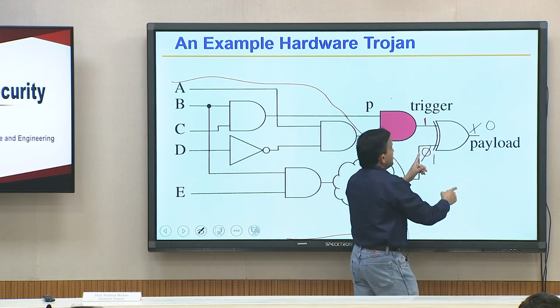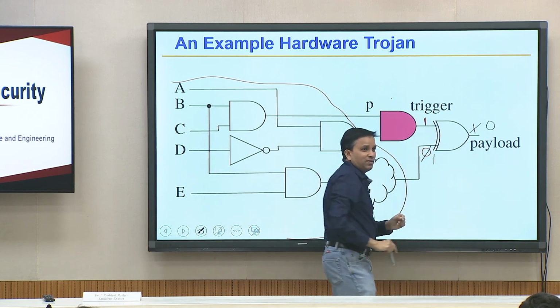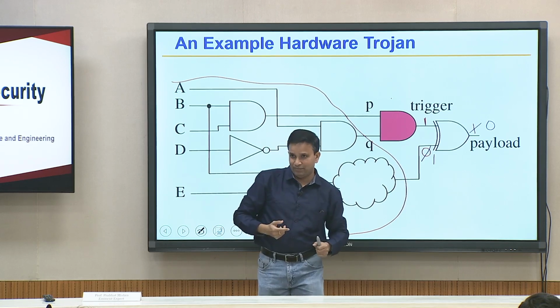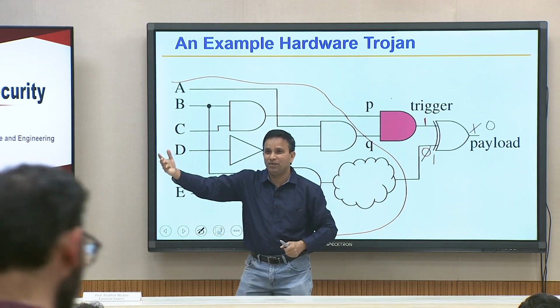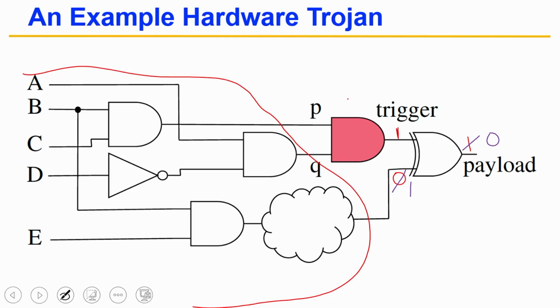So, do you see, if this is 0 it becomes 1, if this is 1 it becomes 0, that means it flips the value. So, if a traffic light is supposed to be green on one side, you make it red, supposed to be red, you make it green, you change the functionality. So, this is a very simple Trojan.